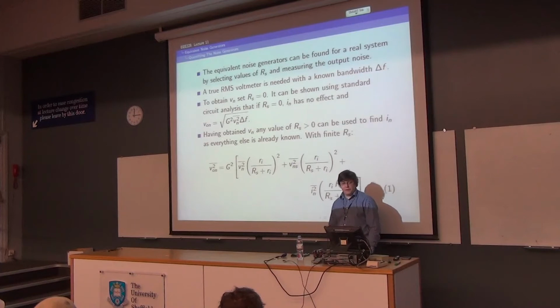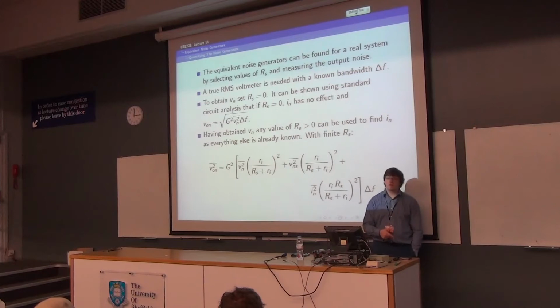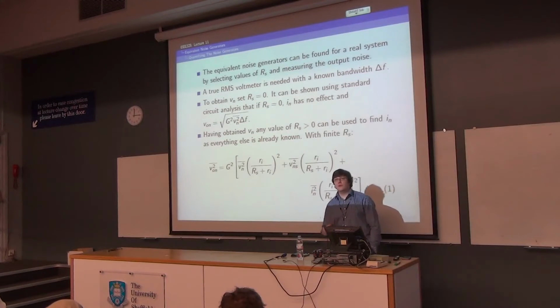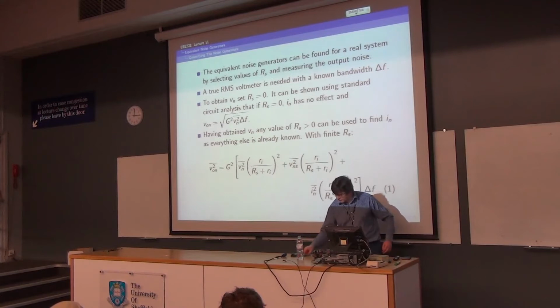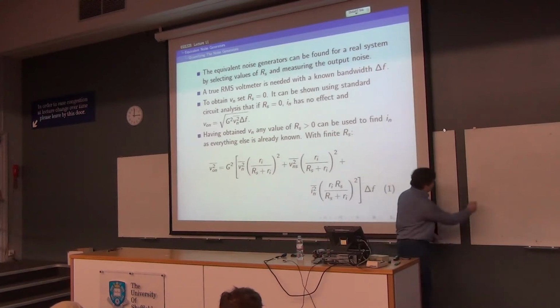Now, if you've got Vn, that means you're only left with In to find, because you know what Rs is, so you know what 4kT Rs is. And you don't have to make Rs 0 anymore, now we can give it a real value. And if you do give it a real value, some noise current will flow through Rs and generate a voltage. Happy with the idea of how that happens?